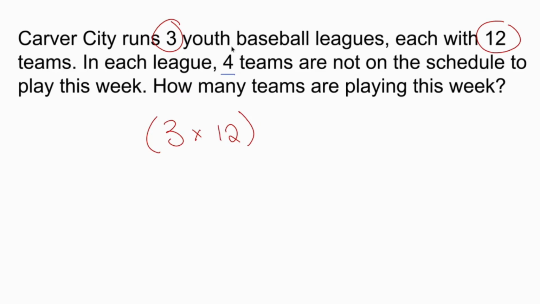Since there are, once again, 3 leagues, the number of teams not playing is 3 times 4. So let's write that over here, 3 times 4. Now I wrap that in parentheses because that is its own operation. These are the number of teams not playing. These are the number of the teams in the league.